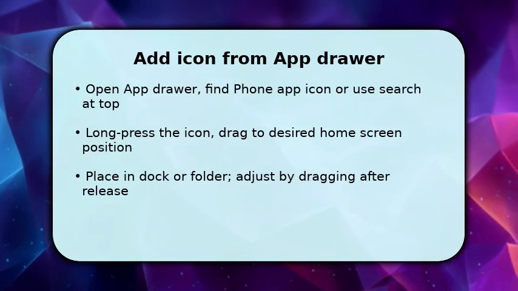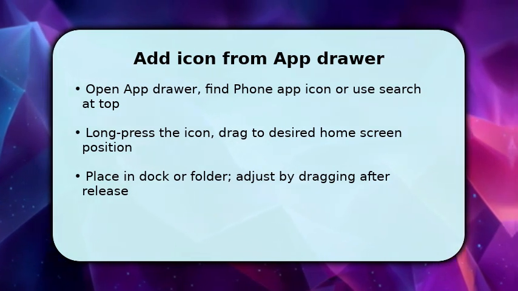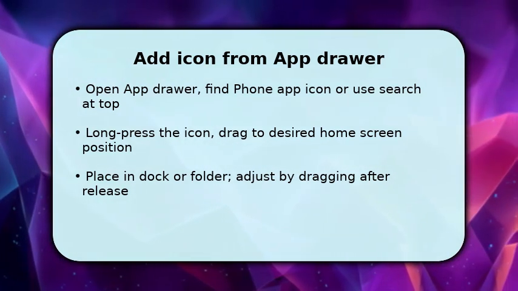Now go to the app drawer and locate Phone. You can use the search field to speed this up. Long press the phone icon. After a tactile cue, drag it upward toward the home screen and drop it where you want.